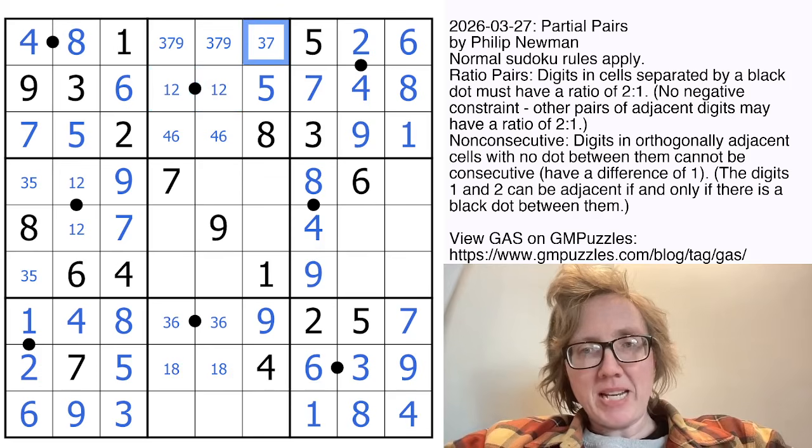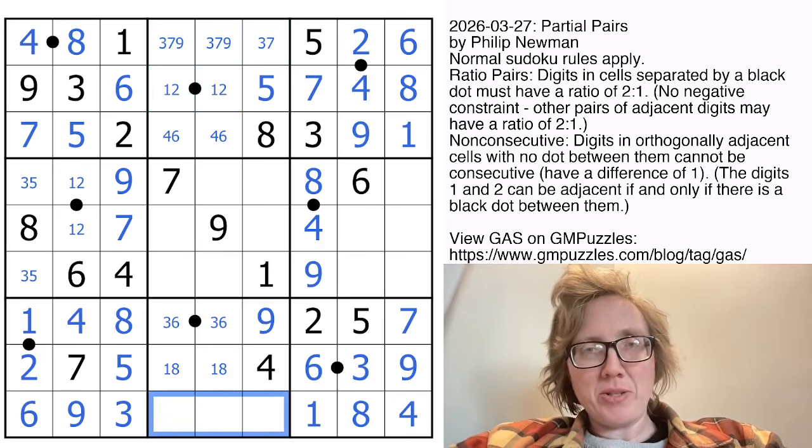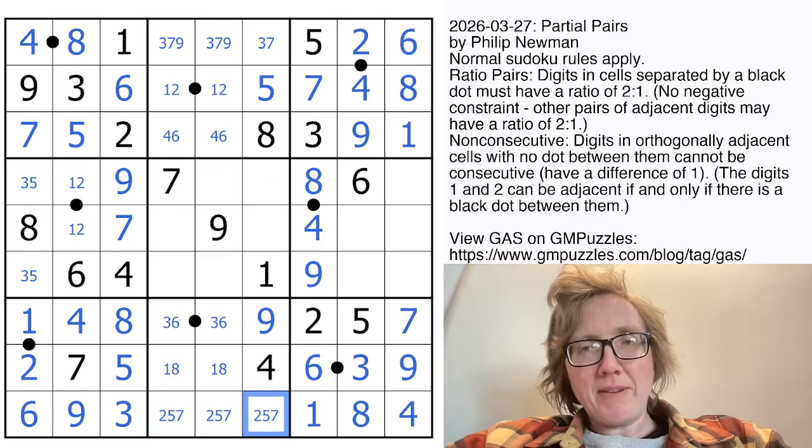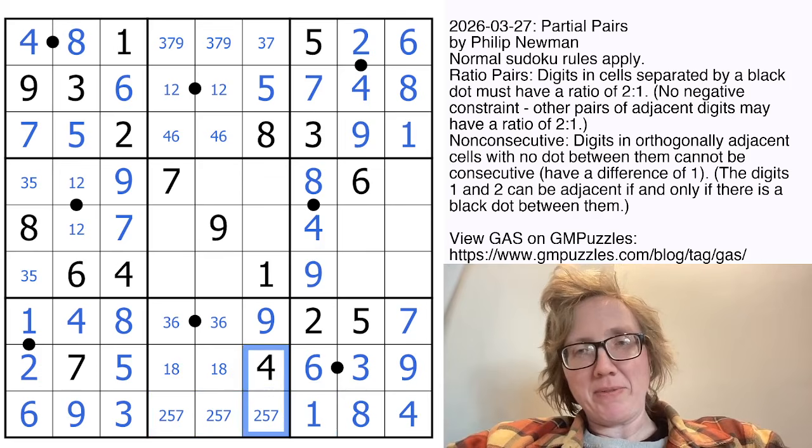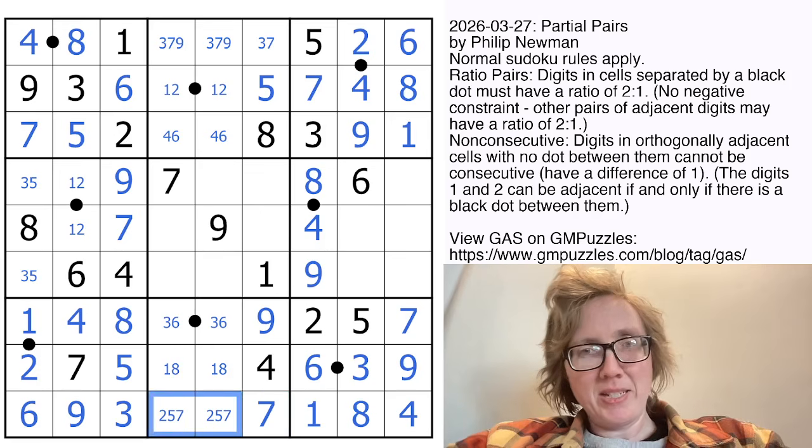Okay, now to finish off this row, we need 2, 5, and 7. 5 and 2 can't go in that cell for a couple of reasons, including that we can't put a 5 next to the 4, we can't put a 2 next to the 1. So that's going to become a 7. 2 can't go next to 3, so that's a 5.